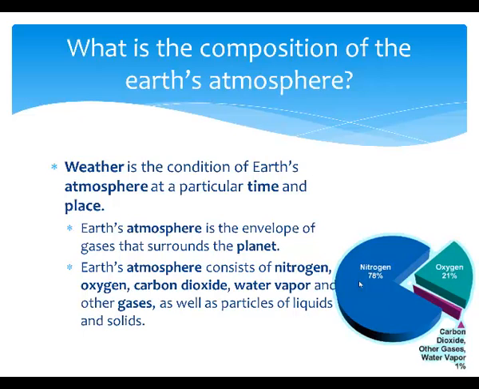Our atmosphere consists of nitrogen, oxygen, carbon dioxide, water vapor, and a number of other gases. It also has particles of liquids and solids floating around in it. Looking at this picture here, we see that about 78% of our atmosphere is nitrogen, 21% is oxygen, and then the remaining 1% is a mixture of carbon dioxide, water vapor, and other gases.